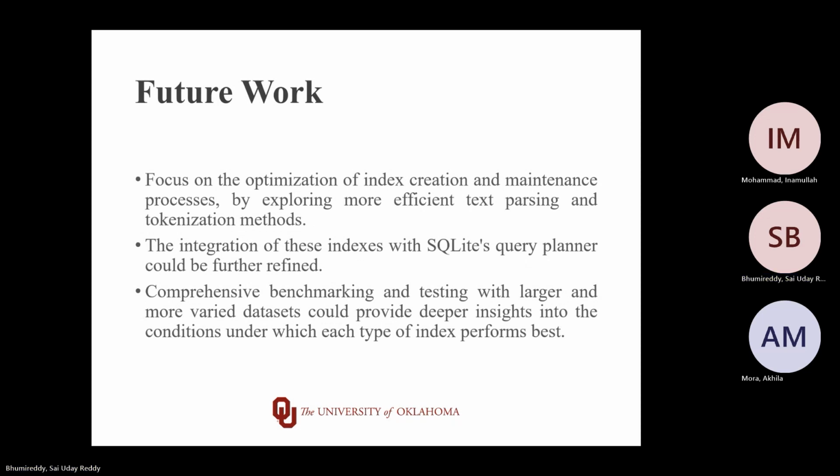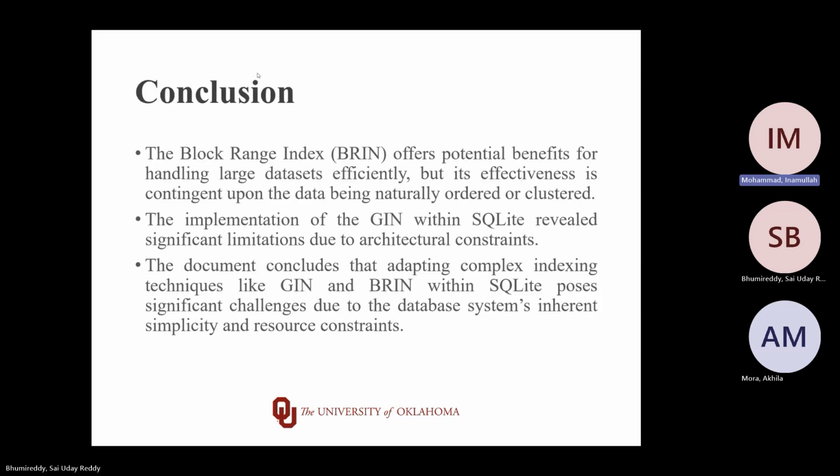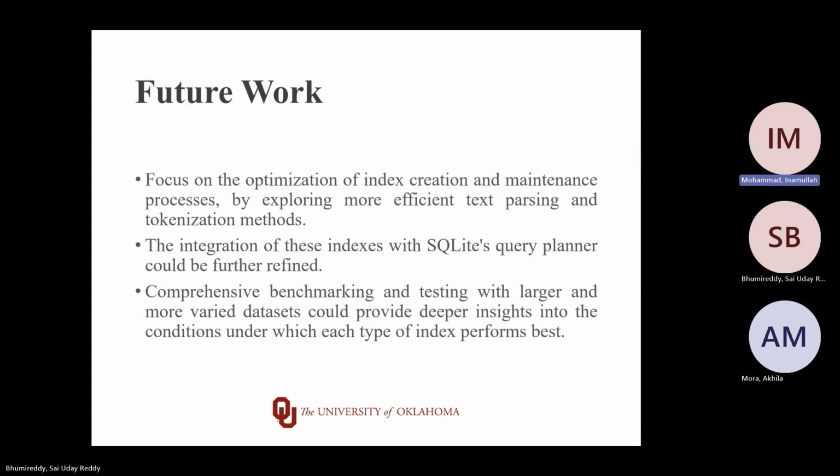Hi again, everyone. So coming to the future work, as index creation is taking more time, especially for GIN, we can explore more optimized text parsing and tokenization methods to reduce that time. And we can also try to integrate these indexes with the query planner for automatic execution, which means that we don't have to invoke them manually. And also we can use very large data sets for benchmarking and testing, which could provide deeper insights into the conditions under which each type of index performs better.